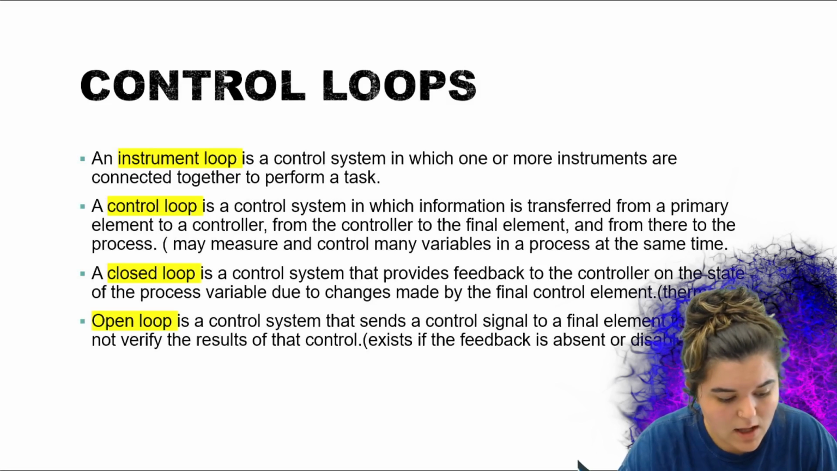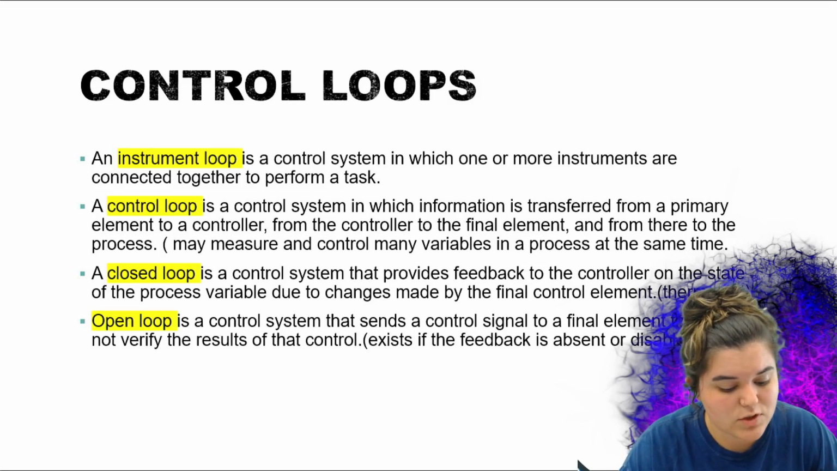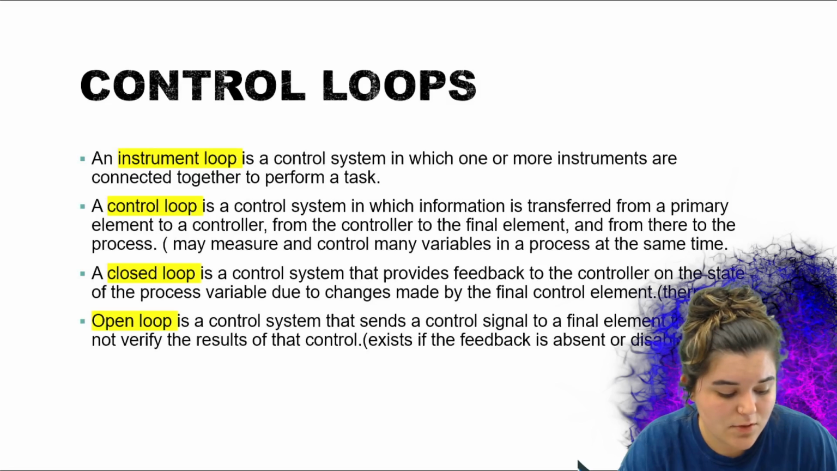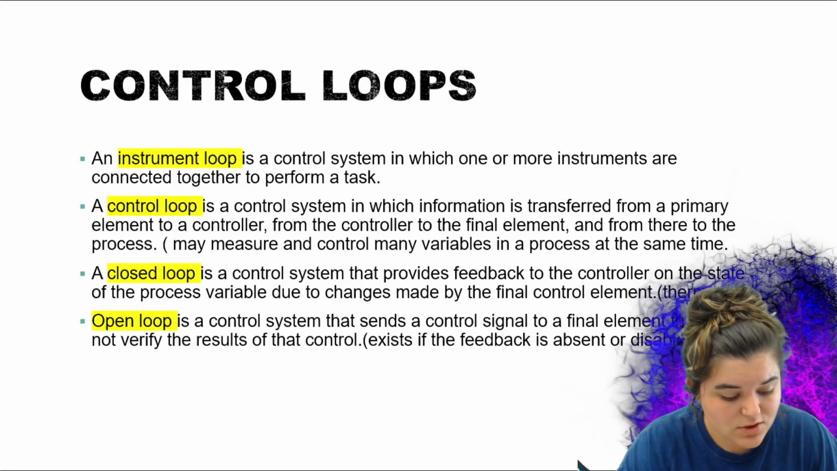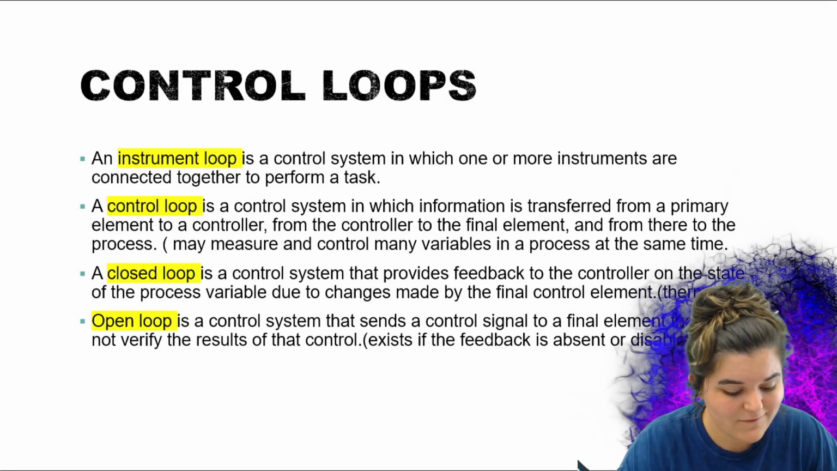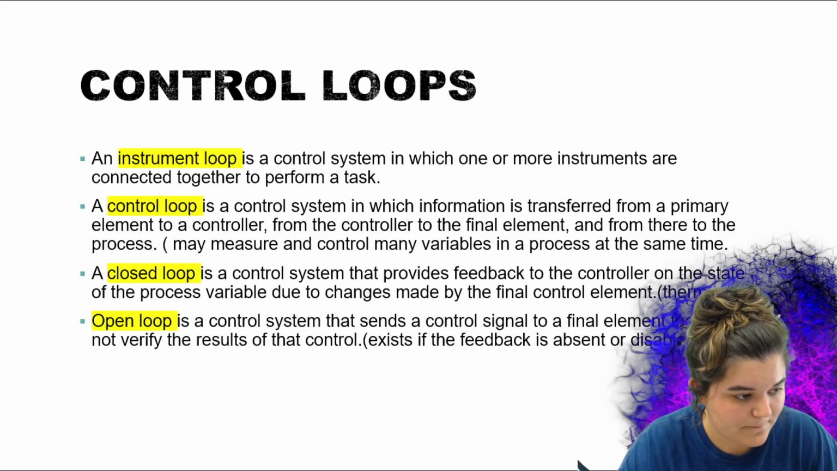Control loops. An instrument loop is a control system in which one or more instruments are connected together to perform a task. So you've got a control loop, which is a control system in which information is transferred from a primary element to a controller, from the controller to the final element, and from there to the process. So it may measure and control many variables in a process at the same time.